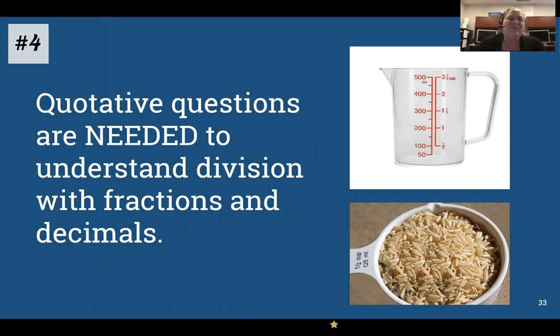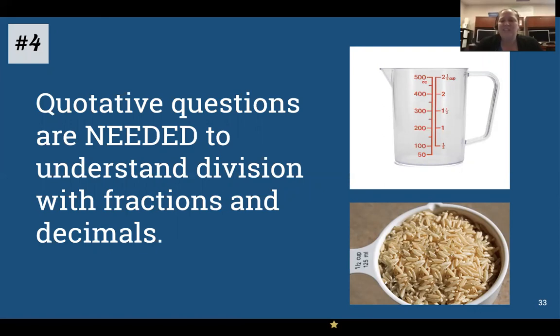Number 4, quotative questions are absolutely necessary to understand division with fractions and decimals, which may seem like a long way away, but it is in the grade 6 curriculum to be able to divide by tenths. In order to be able to do that, we have to do the other fractions first in order for kids to really understand it.